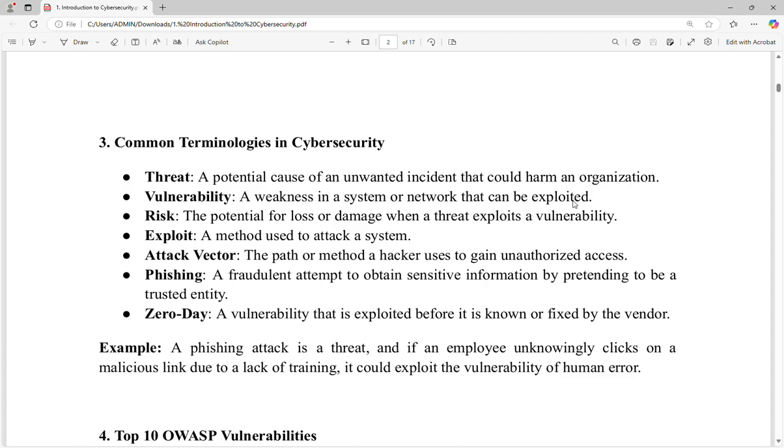Now we also have phishing. When we're talking of phishing, a fraudulent attempt to obtain sensitive information by pretending to be a trusted entity. Phishing is a way of deceiving someone, trying to gain some confidential information from a particular person that has that information. So that is what we call phishing.